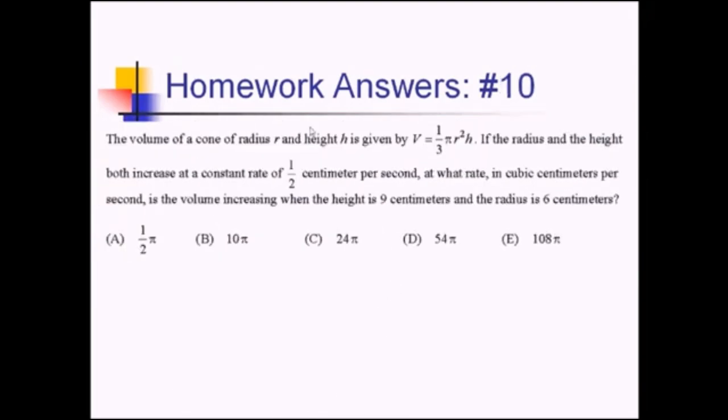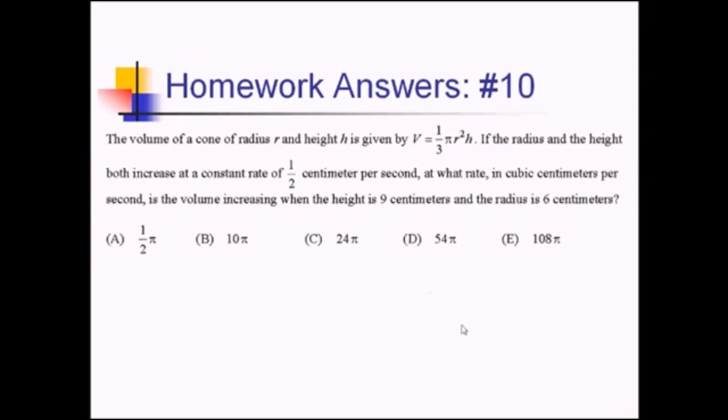For number 10, the volume of a cone of radius r and height h is given by this formula here. That was nice of them to tell us that. If the radius and height both increase at a constant rate of 1/2 centimeter per second, at what rate in cubic centimeters per second is the volume increasing when height is 9 and radius is 6? So we got a whole lot of information here, and we're going to need it. A whole lot of rates of change going on, so this is a related rates problem. We're going to start by differentiating with respect to time.